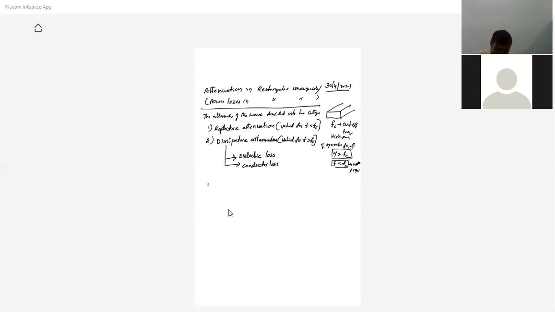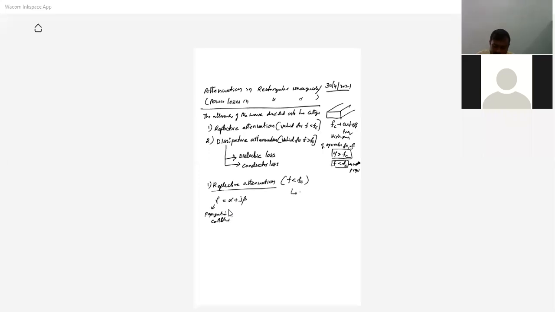First one is the reactive attenuation, which is for f less than fc. What is the equation for the wave propagation? Gamma is equal to alpha plus j beta, where gamma is the propagation constant. So alpha is equal to j beta.